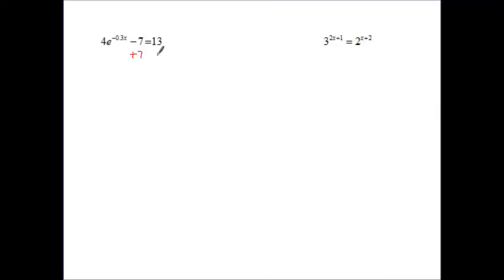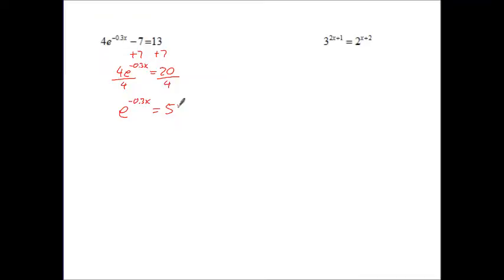So let's add 7 to both sides. 4 times e to the power of negative 0.3x is equal to 20. Divide both sides by 4, and e to the power of negative 0.3x is equal to 5.